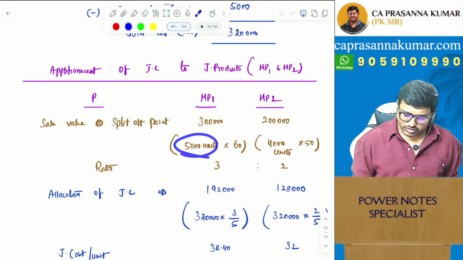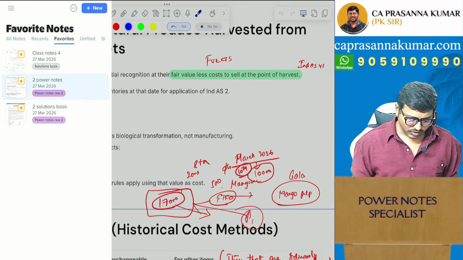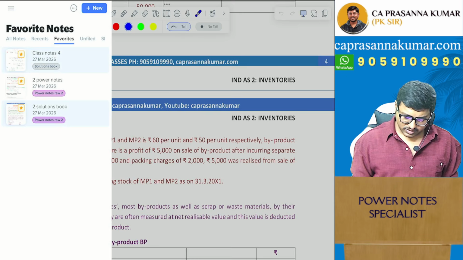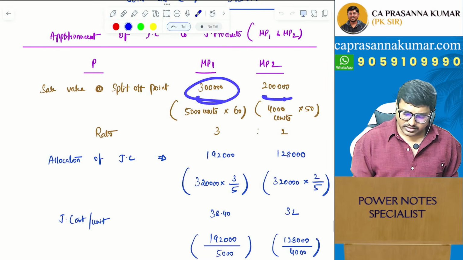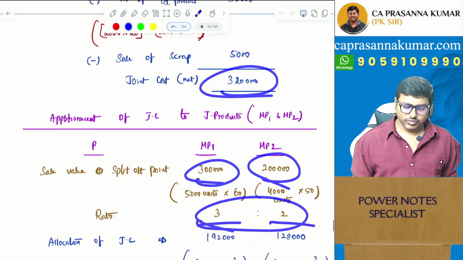MP1, MP2, 5,000 units, 4,000 units. Sale value is given in the question, 60 and 50. You multiply with that, and you'll be getting your sale value: 3 lakhs and 2 lakhs. What is the ratio? 3:2. In this ratio, you'll be apportioning the net joint cost, which is 3,20,000.